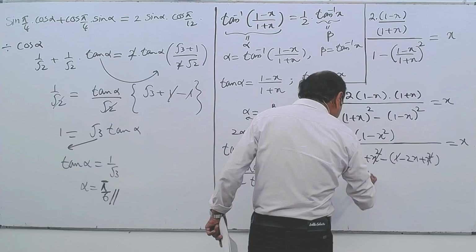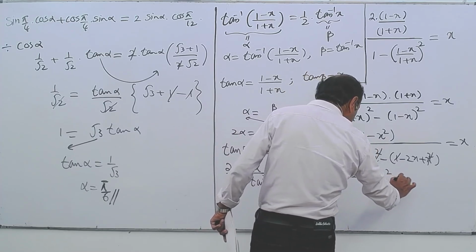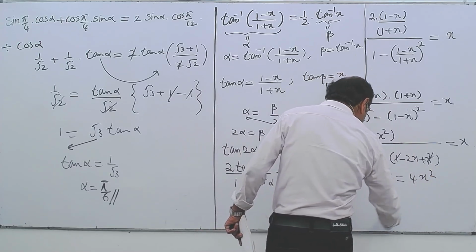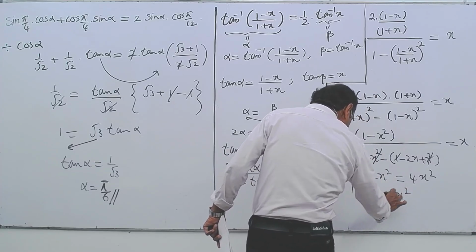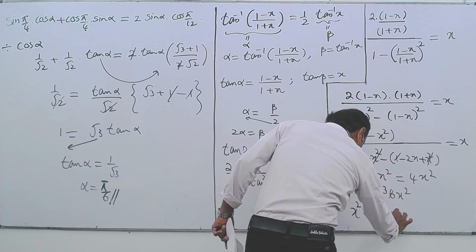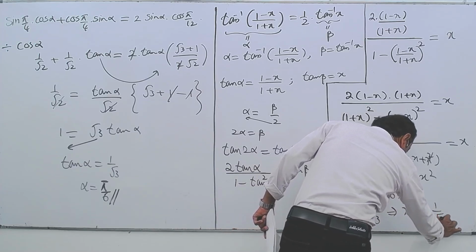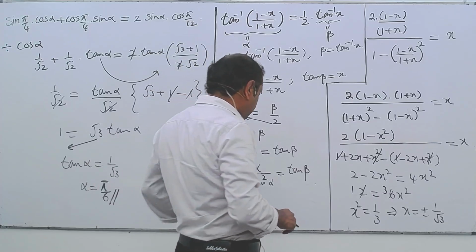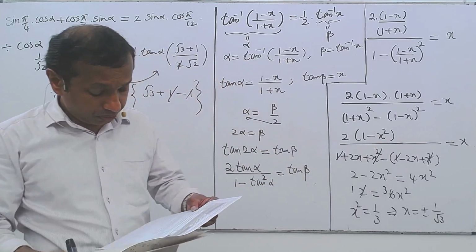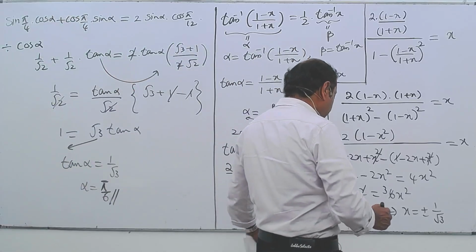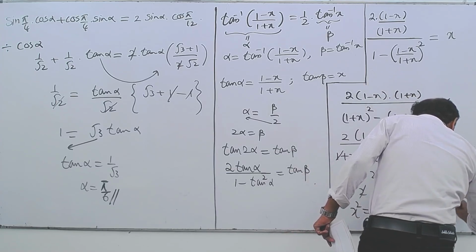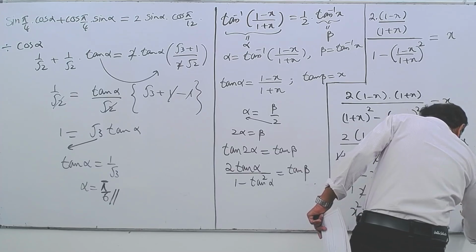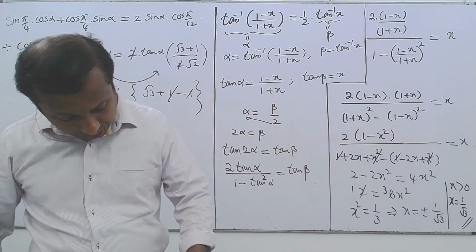Bring that to the right hand side. Removing the bracket, the left hand side is 2 minus 2x squared. Right. Here 2x plus 2x, 4x squared. Take this to the right hand side. 2 equals 6x squared, cancel down this and this. X squared equals 1 upon 3. X equals plus or minus 1 over root 3, right? But we are given x is positive. Therefore, the answer is going to be 1 over root 3, right? X is positive, therefore x is 1 over root 3. That we can take as the answer.